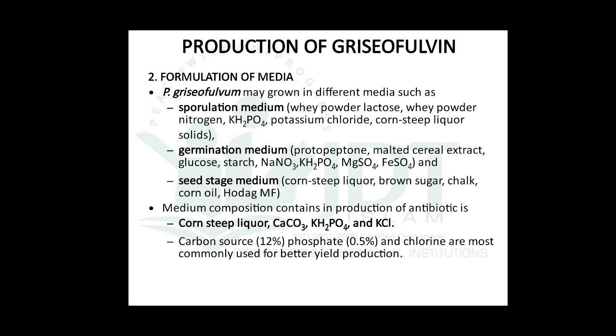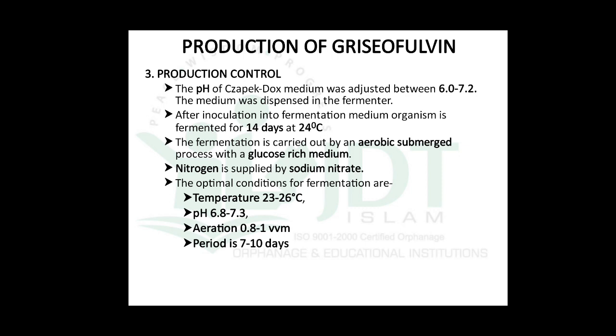The composition of the medium which is used for the production of the antibiotic includes corn steep liquor, calcium carbonate, potassium hydrogen phosphate, and potassium chloride, with a carbon source of 12% and phosphate of 0.5% and chloride, which are most commonly used for better yield production of griseofulvin. Now coming to the third stage, that is production control.